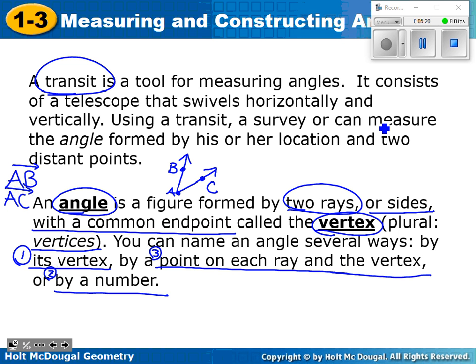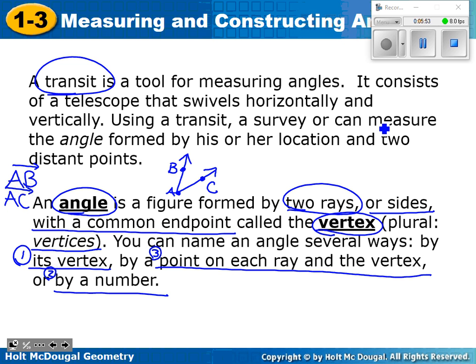So for example, how many angles are now in my picture? 3. I have an angle here, which I could call angle 1. I have an angle here, angle 2, and then what's the other angle? The entire great big angle. So this whole thing would also be an angle. If I say angle A, do you have any idea which angle I'm talking about? Not if you say angle A, because they all have vertex A.